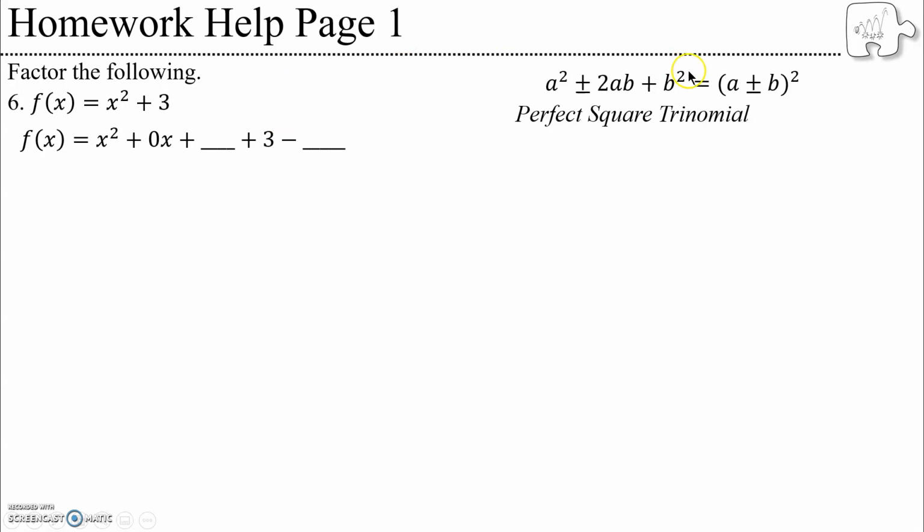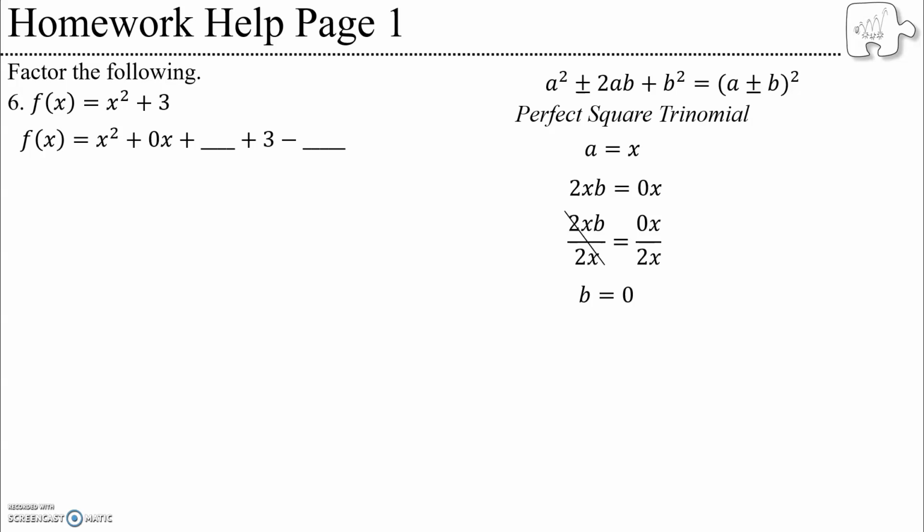And now we've got to figure out what b is. a squared is x squared, so we know that a is x. But now what is b? Because we need to know what b squared is to put in this number and this number. Well, we know that our 2ab is 0x. So we have 2xb, because a is x, is 0x. Divide by 2x on both sides, make these guys cancel out, and we have b is going to be 0x divided by 2x, which is just 0.